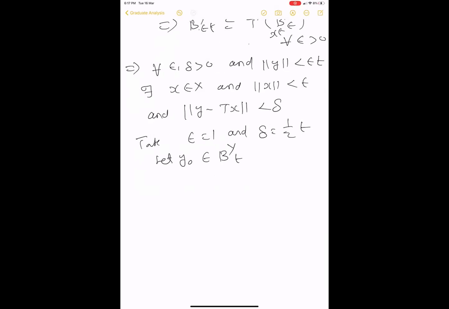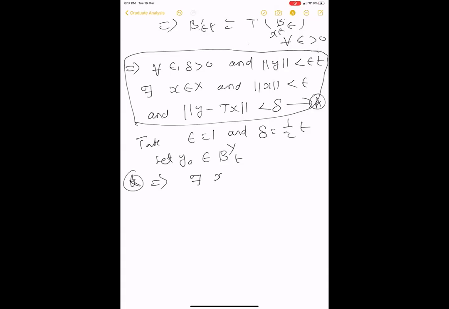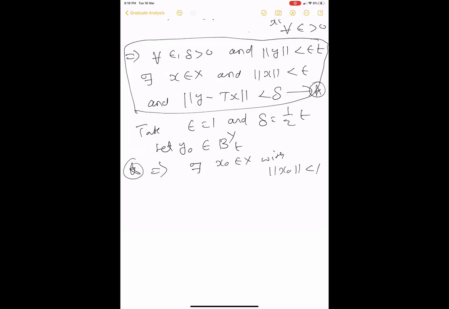Whatever this condition is, we call it a star. Then star implies, with this epsilon and with this delta, that there exists an x naught in X with norm x naught less than 1. I'm just taking epsilon equal to 1, so I'm just writing the definition: norm x less than epsilon, norm x naught less than 1. And y naught minus Tx naught is less than delta. Delta I have taken to be half t.